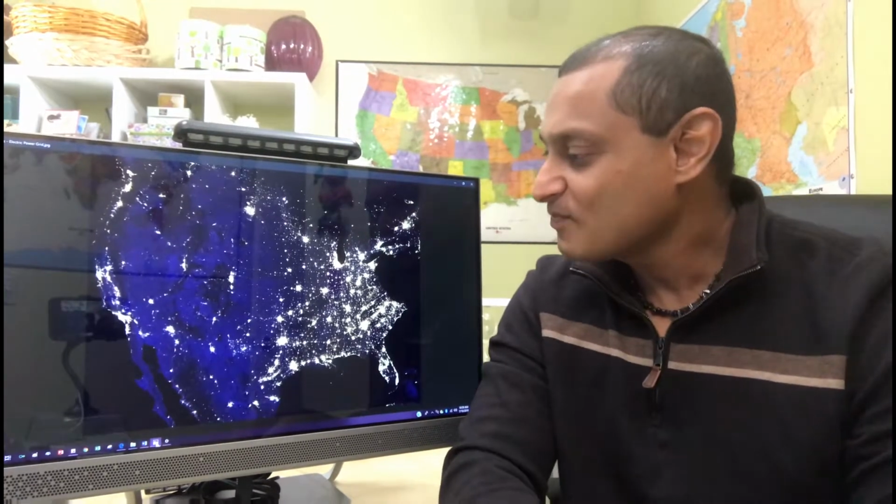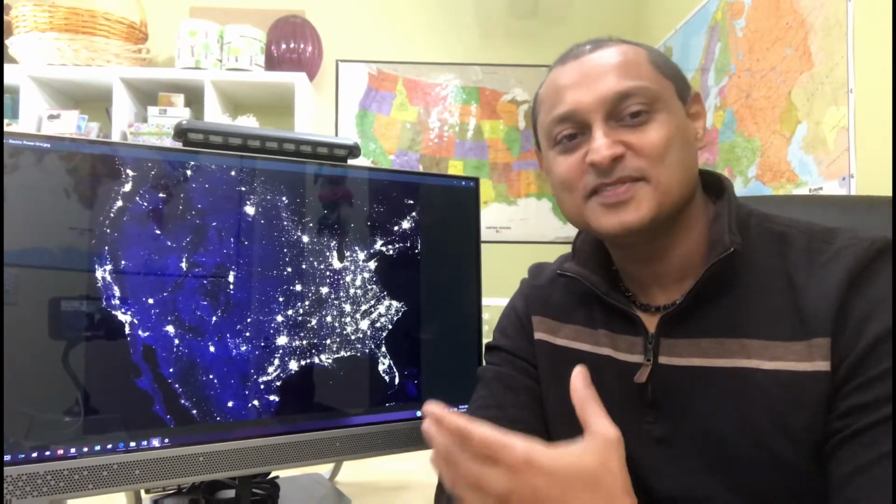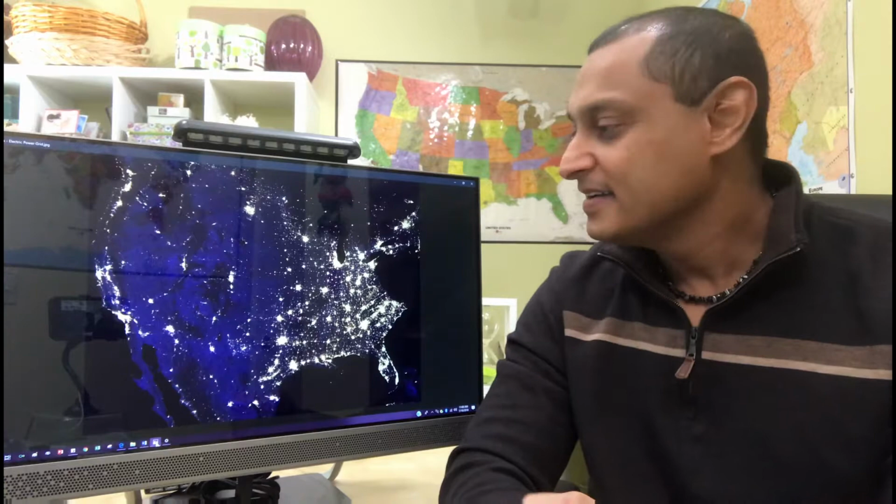Today's chapter is on circuitry. Here's a picture of the United States lit up. It's a satellite image from space, and it's only with this vantage point can you see the effect of our grid system. It just really lights up billions and billions and billions of watts of power.